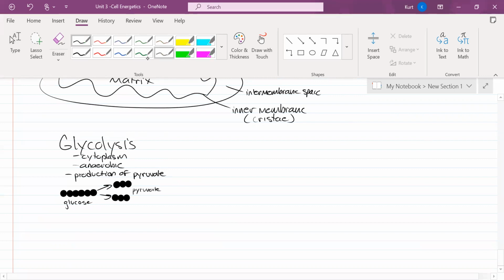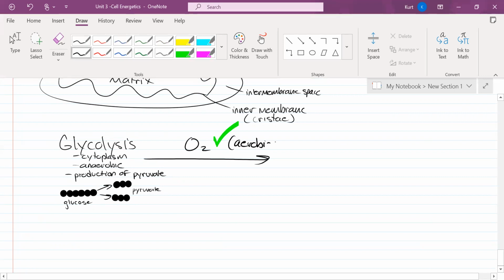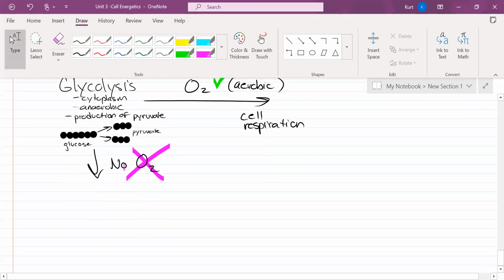If you do have oxygen, so I'm going to say O2, check. That means it is aerobic. You'll go to cell respiration, which is in the mitochondria. But we're going to do something else first. Let's say that there is no O2. So O2 is not here. This would be anaerobic.